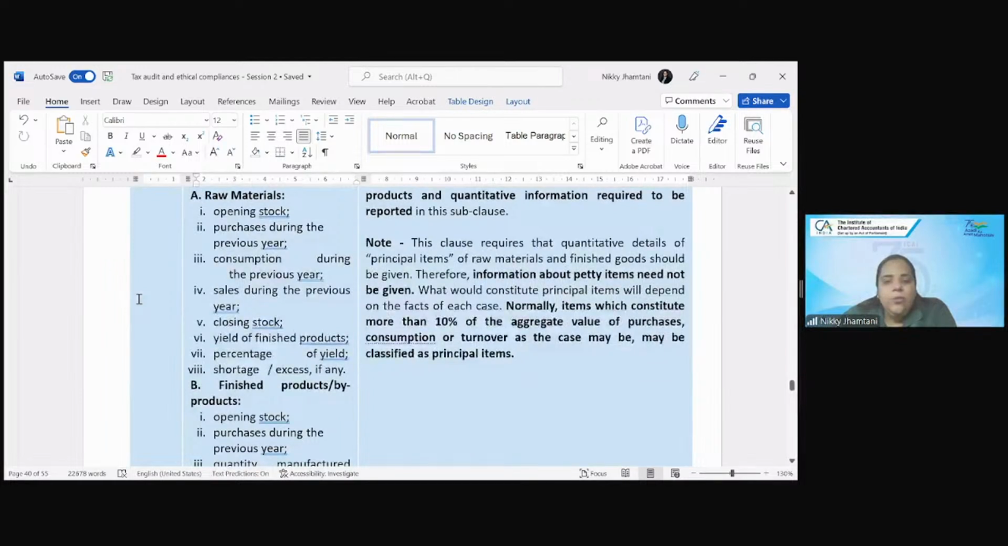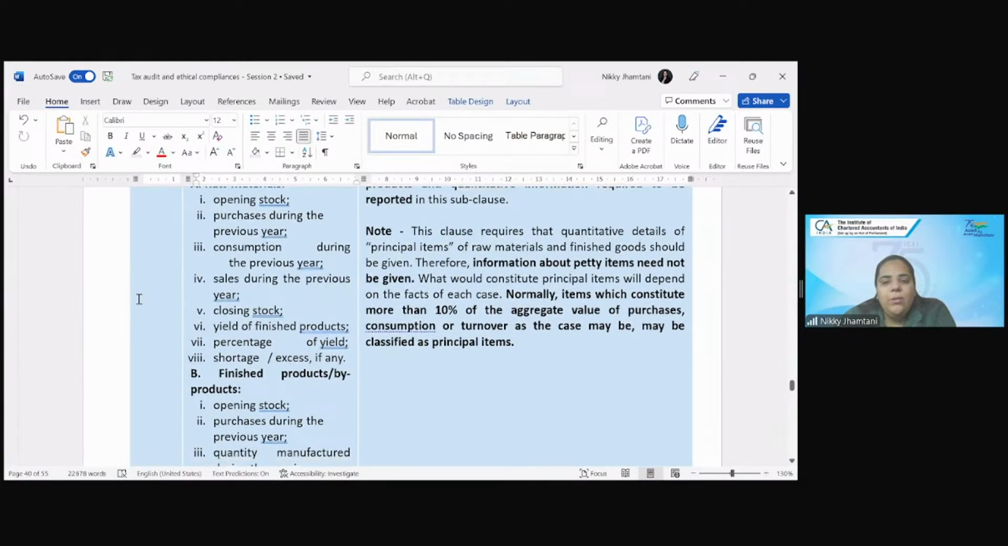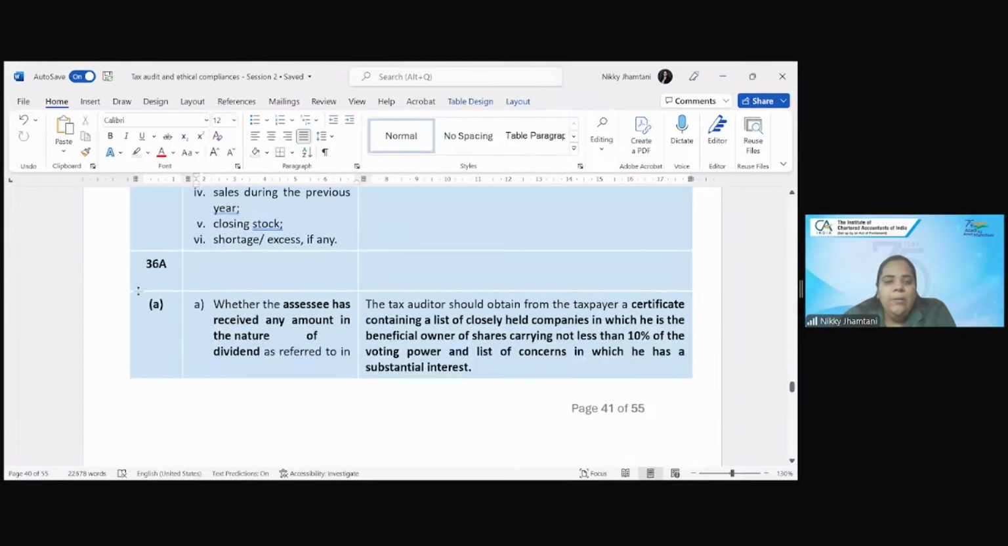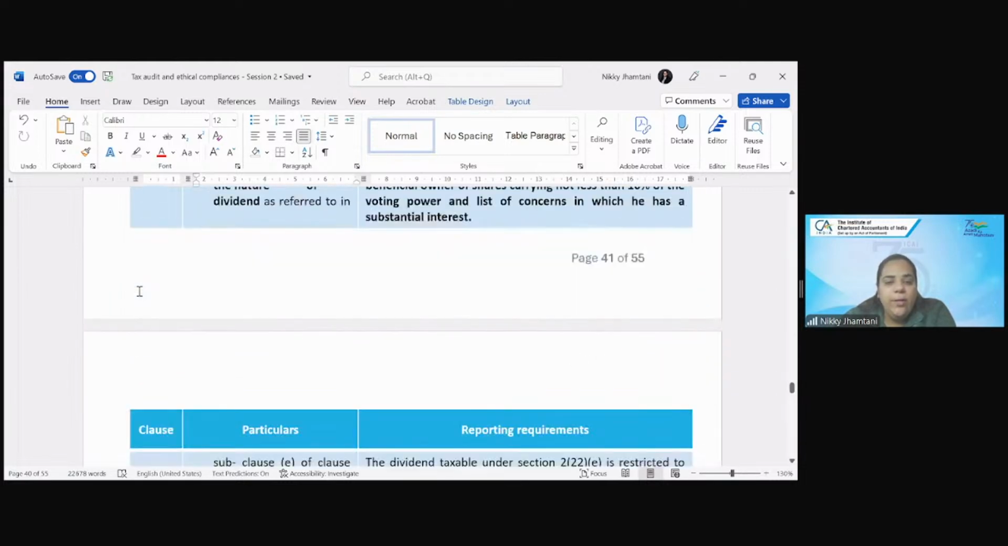Note, this clause requires that quantitative details of principal items of raw materials and finished goods should be given. Therefore, information about petty items need not be given. What would constitute principal items will depend on the facts of each case. Normally, items which constitute more than 10% of the aggregate value of purchases, consumption, or turnover may be classified as principal items.